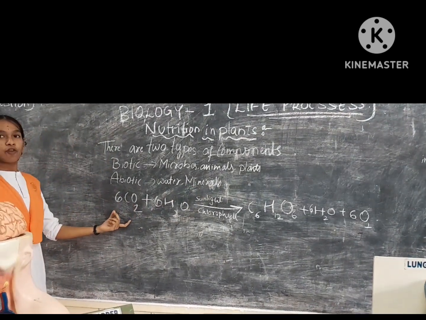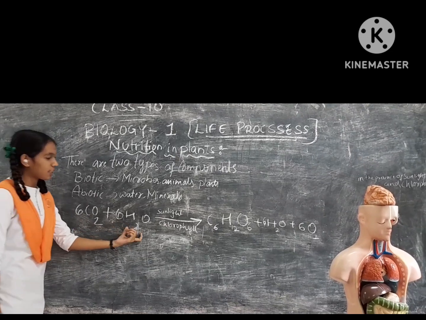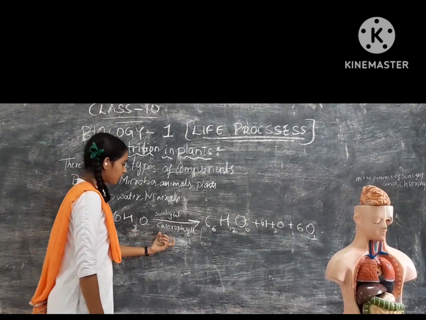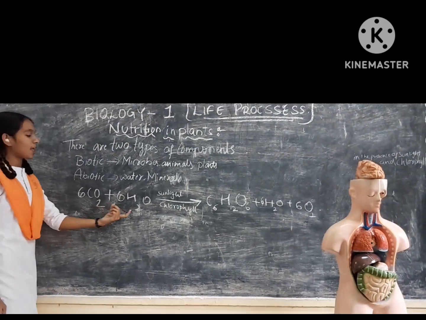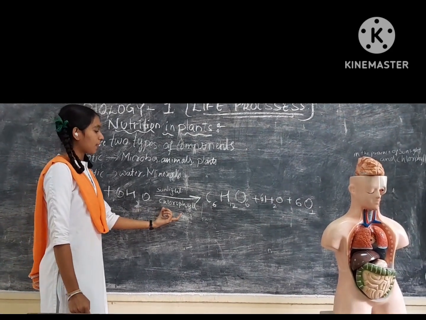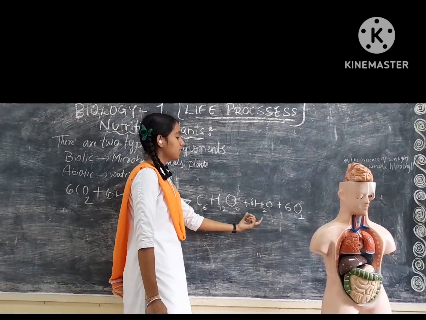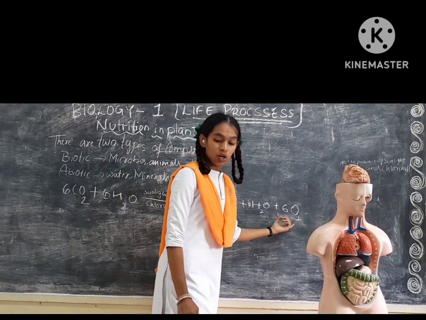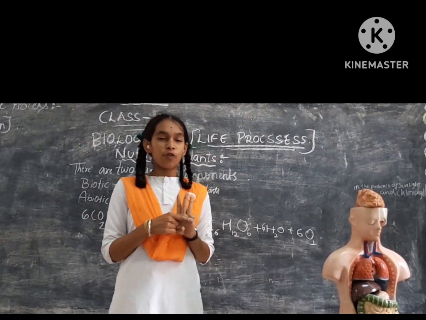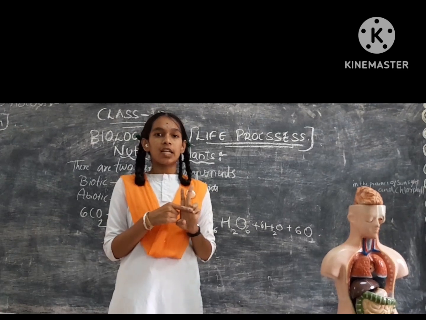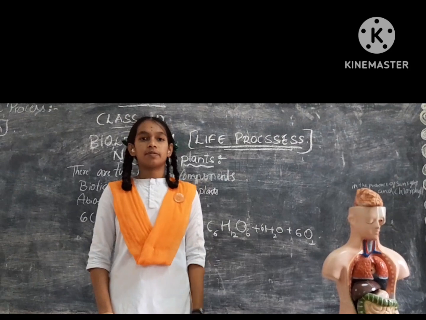Now we see a photo. This is the photosynthetic equation: 6CO2 plus 6H2O in the presence of sunlight and chlorophyll gives C6H12O6 plus 6H2O plus 6O2. There are 4 events in photosynthesis: sunlight is absorbed by chlorophyll, light energy is converted into chemical energy, and water is split into molecules.